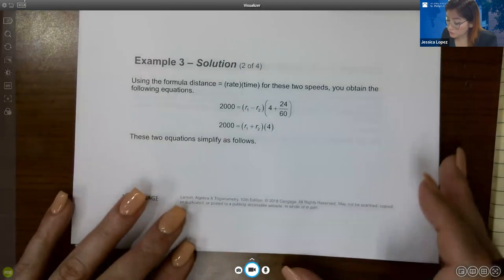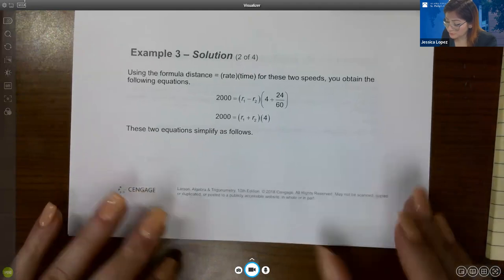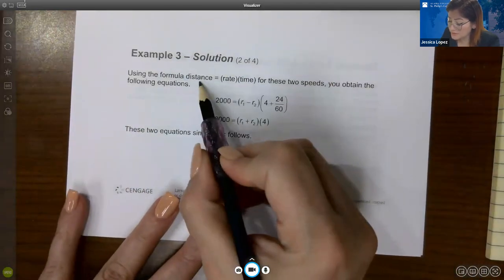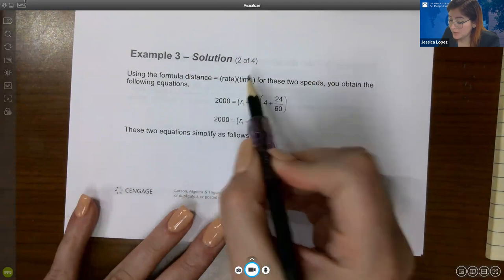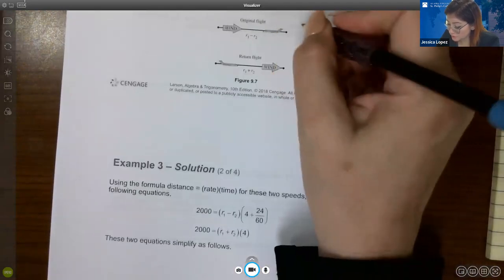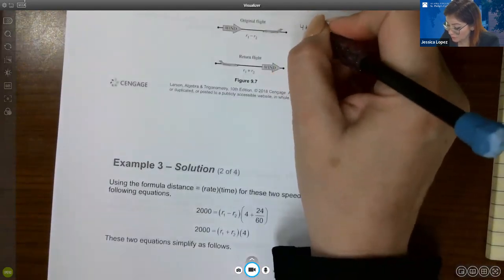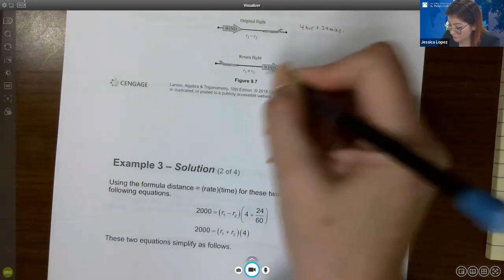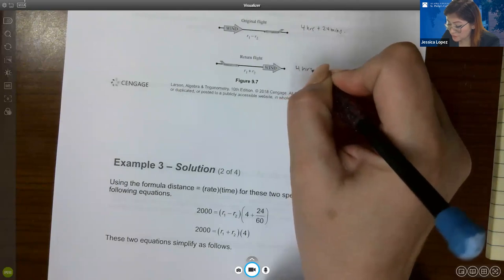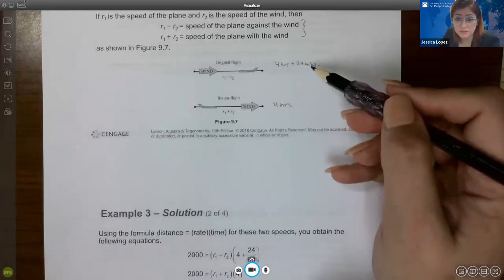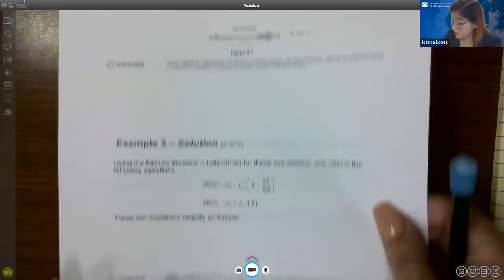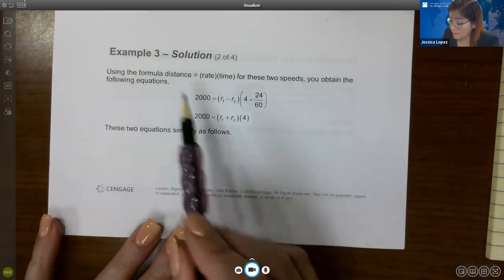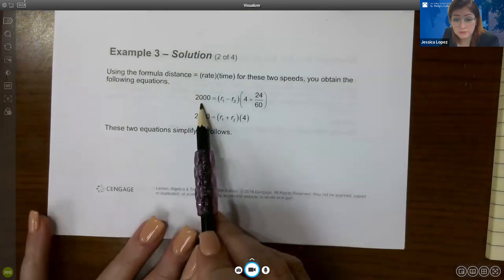Now, we do have to consider the formula that distance equals rate times time. They did tell us that the original flight took 4 hours and 24 minutes. And then on the return flight, it just took him 4 hours. So it did obviously slow him down a little bit, right? Because he was traveling the same distance. So the distance was 2,000 miles.